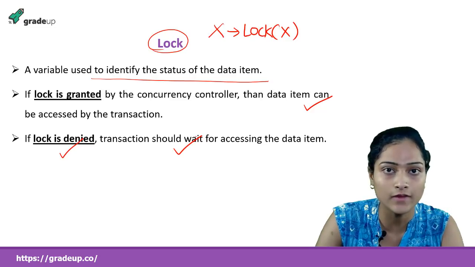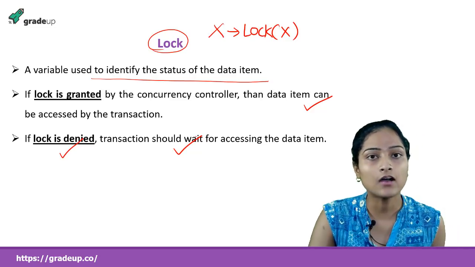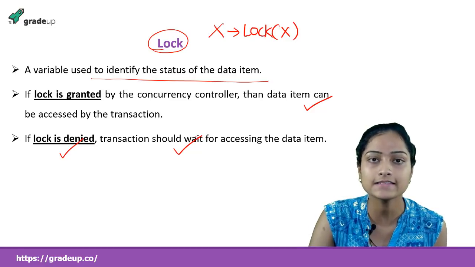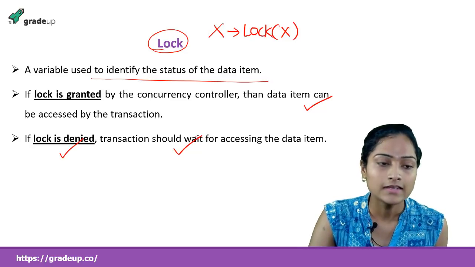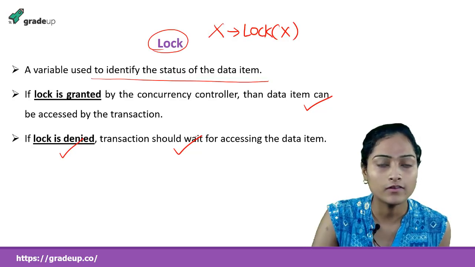The transaction is going to wait for accessing that particular data item. This is how a lock variable works for providing access to a particular data item. Let us move towards modes of locking: how we are going to lock our data item.